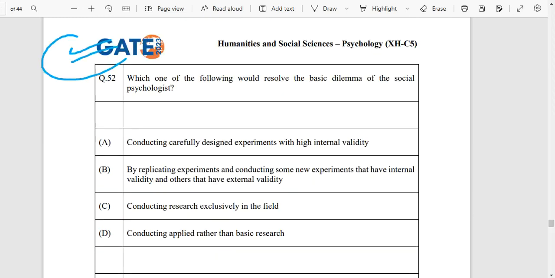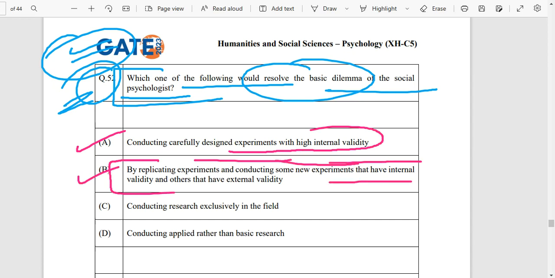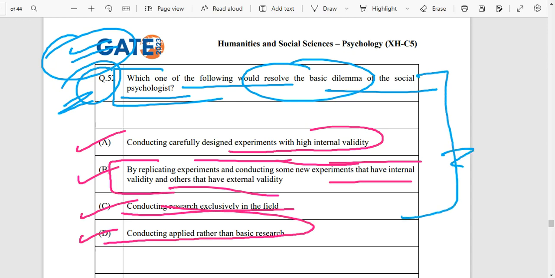Okay, so this is the question of the decade, question number 52. Which one of the following would resolve the basic dilemma of the social psychologist? A. Conducting carefully designed experiments with high internal validity, B. replicating experiments and conducting some new experiments that have internal validity and others that have external validity, C. conducting research exclusively in the field, or D. conducting applied rather than basic research. So what should be the right answer over here?